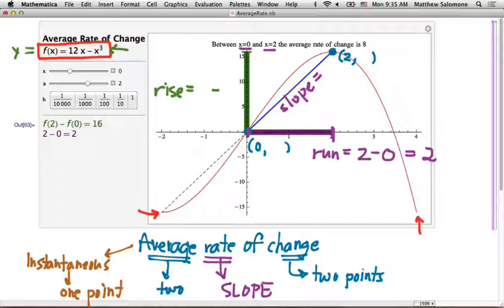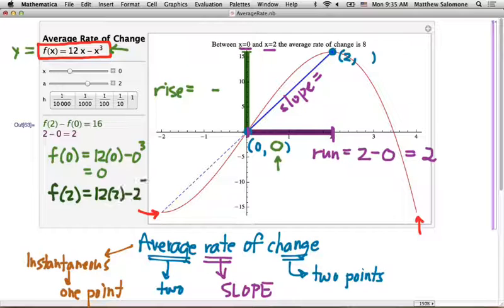So, as you say, plug in the value x equals 0. And when x equals 0, f of 0 is 12 times 0 minus 0 cubed, according to the formula for this particular function. That's 0. So that gives me the y-coordinate of our first point. And for our second point, we just use the other x value, x equals 2. f of 2 is going to be 12 times 2 minus 2 cubed. 12 times 2 is 24. 2 cubed is 8. And that gives me 16. And that gives me the y-coordinate of our second point.